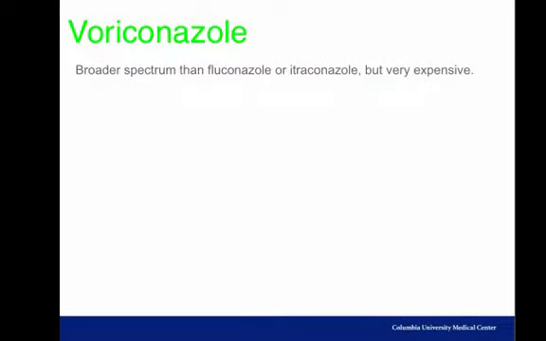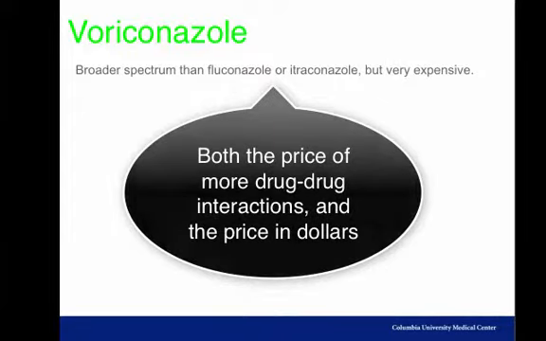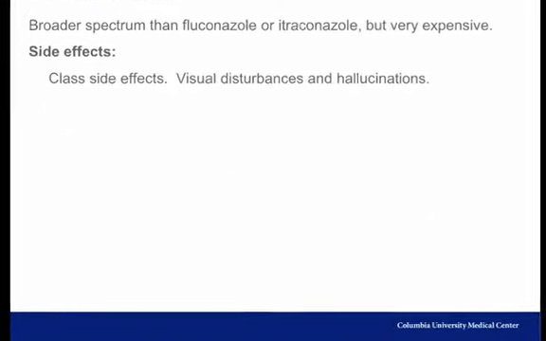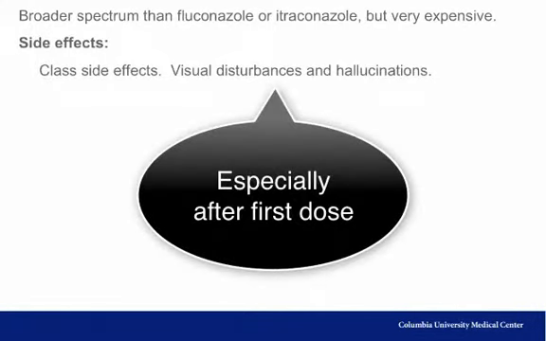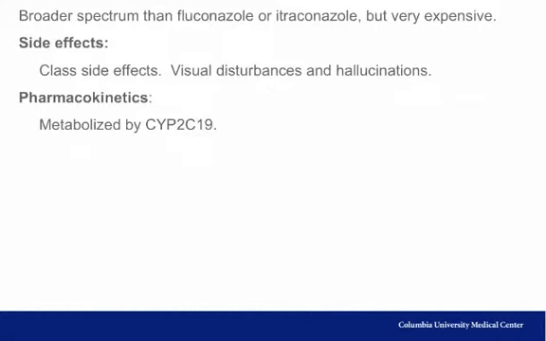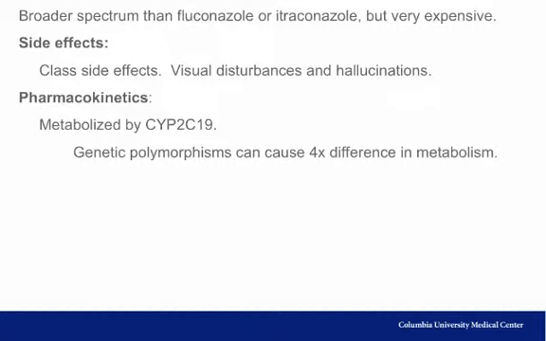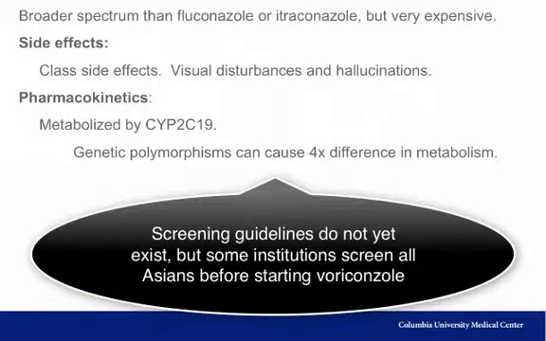Voriconazole is a potent cytochrome P450 inhibitor that has a broader spectrum of action than fluconazole or itraconazole, but that comes at a price. Its side effects are similar to other azoles, but a unique side effect of voriconazole is visual disturbances and hallucinations. This drug is metabolized by CYP2C19. And there are genetic polymorphisms in this cytochrome, which can cause four-fold differences in drug metabolism. Tests can be ordered to screen for the slow metabolizers.